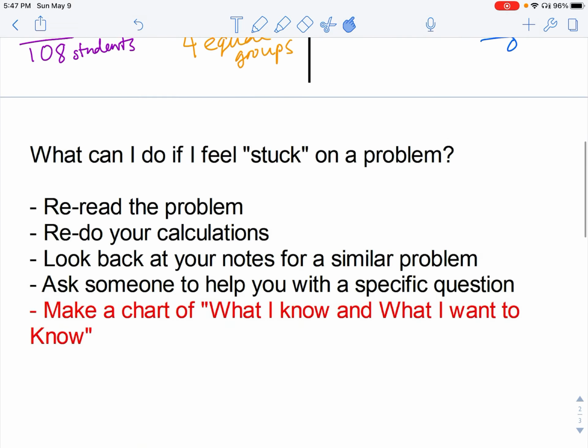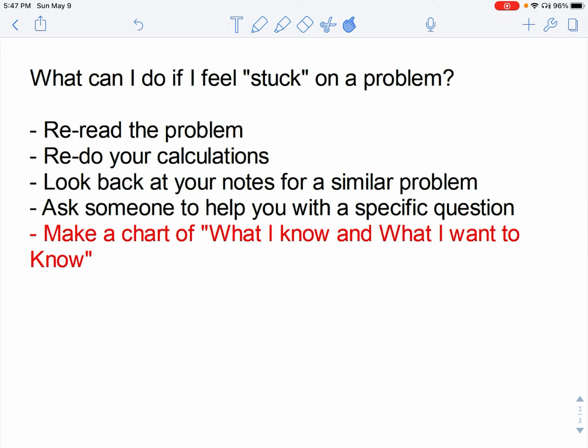Before I leave you, we know that even the best mathematicians out there get stuck sometimes. So let's talk about what I can do if I feel stuck on a problem. Some strategies. Reread the problem. Redo your calculations if your answer doesn't make sense and there may have been a careless error in there. Look back at your notes from a similar problem. Ask someone to help you with a specific question. I'm going to highlight the words specific question.